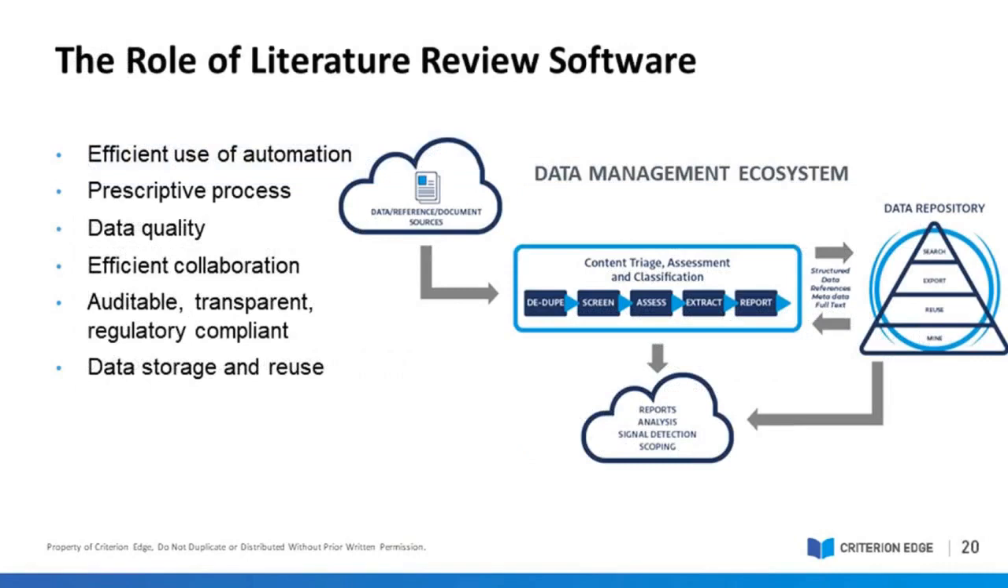What is the role of literature review software? Systematic literature review software is designed to support many of the stages of the review process. They may include any or all of the features that you see here, which are designed to support your reviews through that entire cycle. Many time-consuming tasks are automated, and prescriptive processes can be created to maximize data quality.